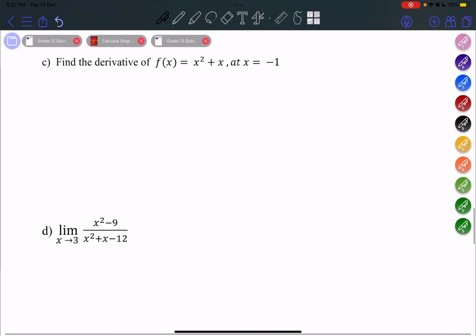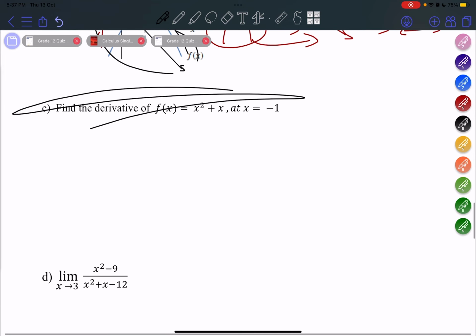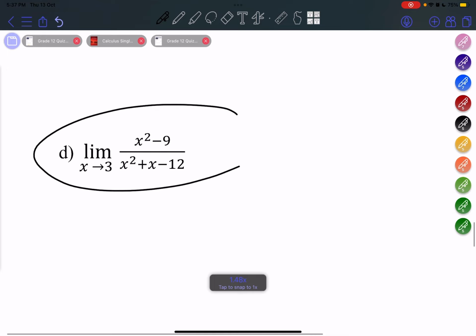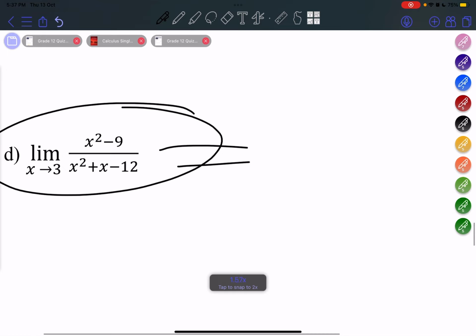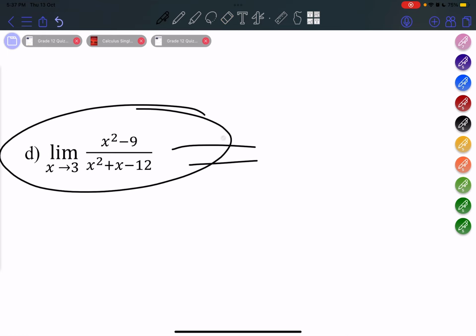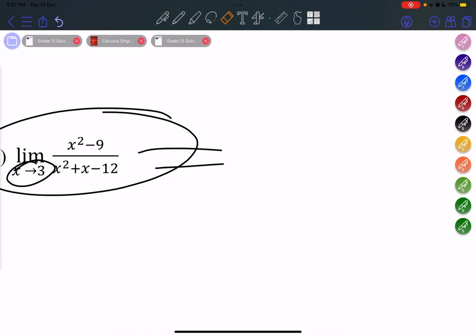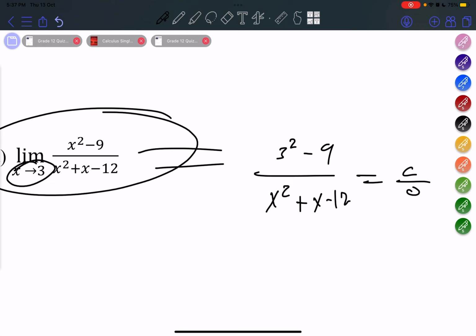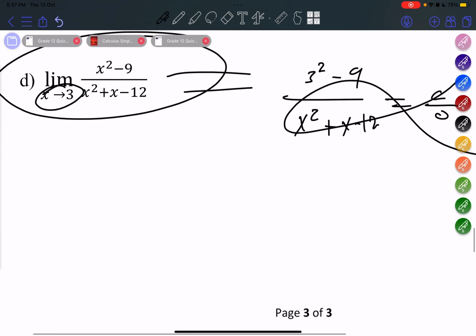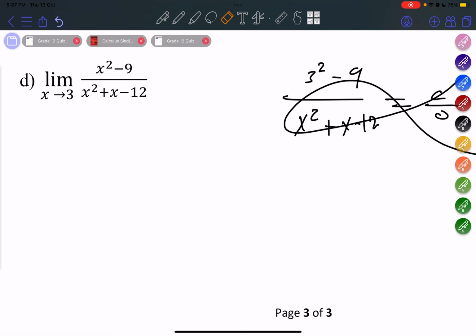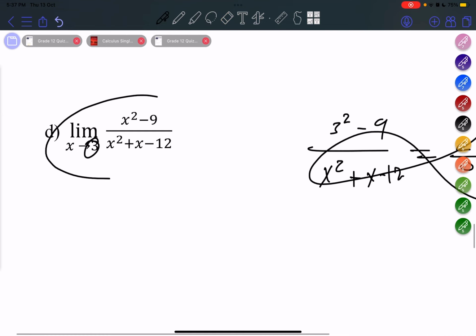Question C and D, Mr. told us to not worry about. C we can just remove. To explain D, to refresh the skill, we can just say that if we sub in x equals 3, then our expression becomes 3 squared minus 9 over 3 squared plus 3 minus 12, which should give us 0 over 0, and that is undefined. It's wrong. If we get 0 over 0, then we must do a step before subbing in the value of 3, which is usually in this case factorization.